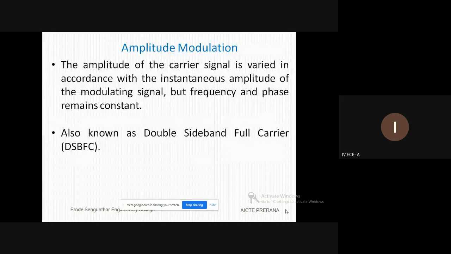Next, we'll see in detail about amplitude modulation. Already we know the definition for amplitude modulation, so I don't want to repeat it again. Amplitude modulation is also known as double sideband full carrier, simply DSBFC.